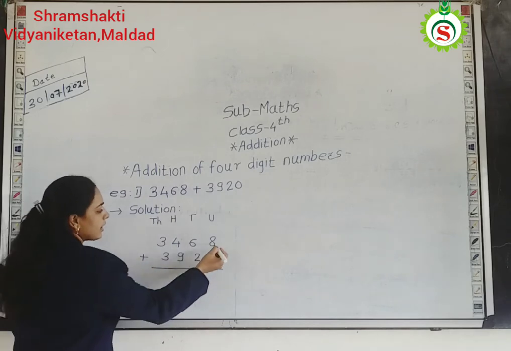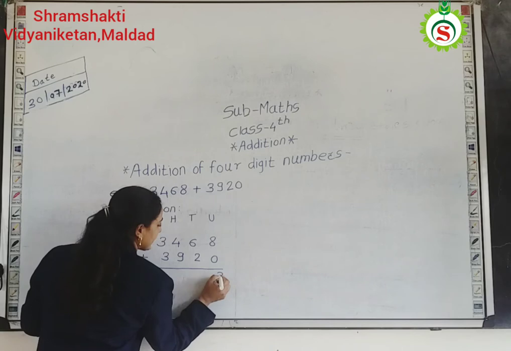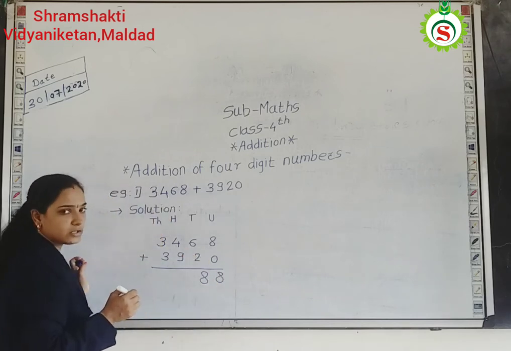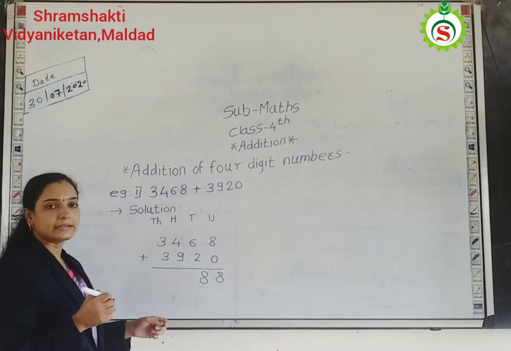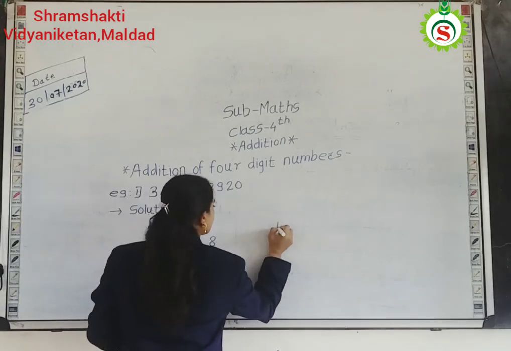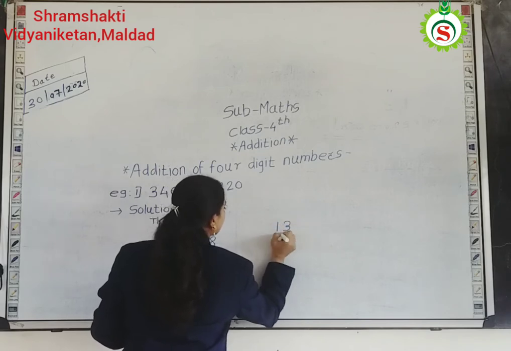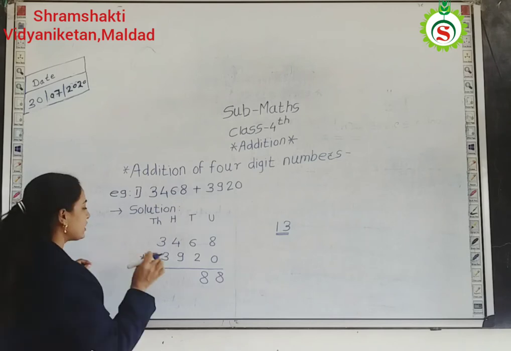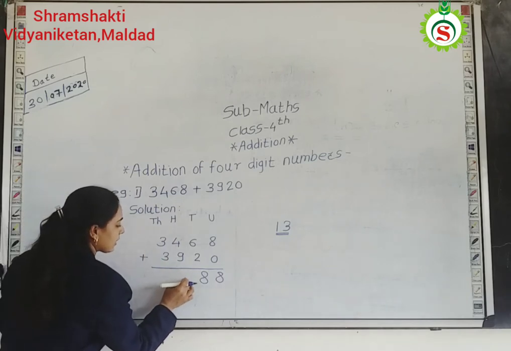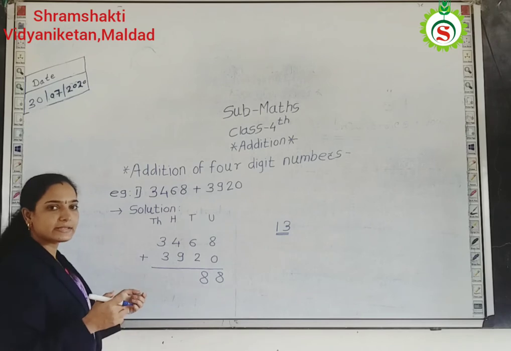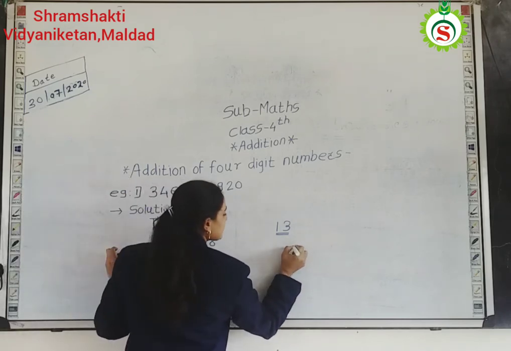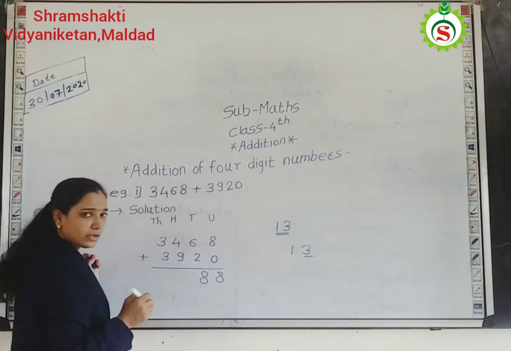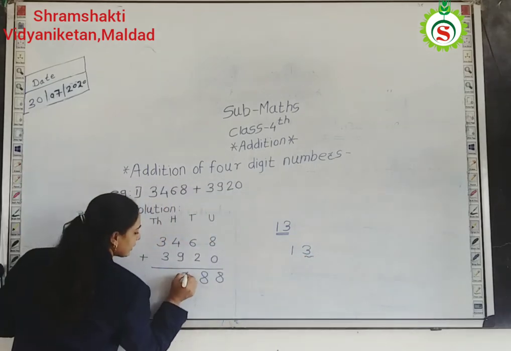8 plus 0, 8. 6 plus 2, 8. Look here, students. 4 plus 9 is equal to 13. And we know that we can't write 2 digits at a time here. Therefore, how do we write this answer? Our answer is 13, but the units place is 3. Therefore, write this 3 here.